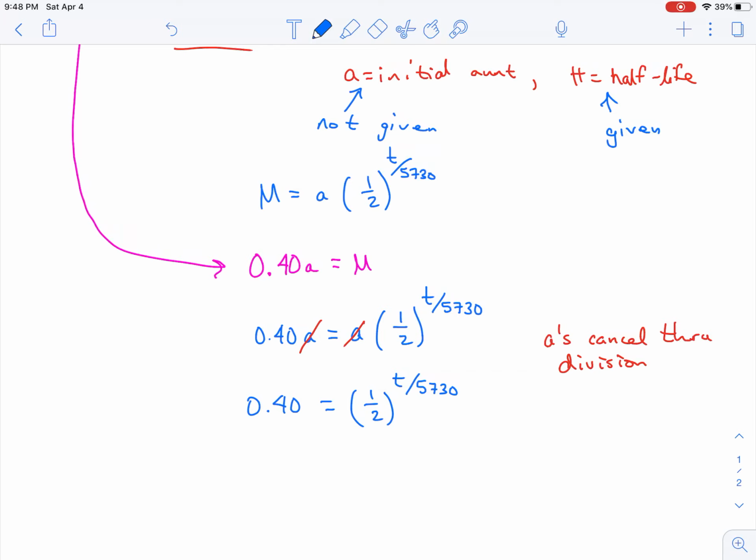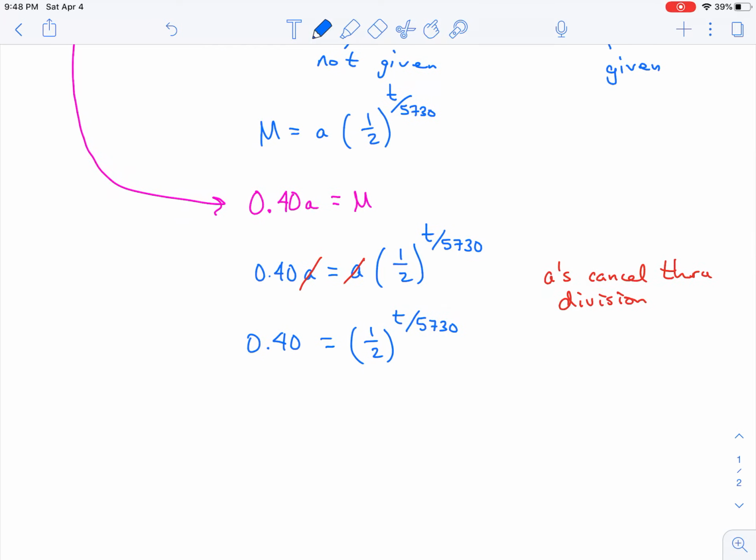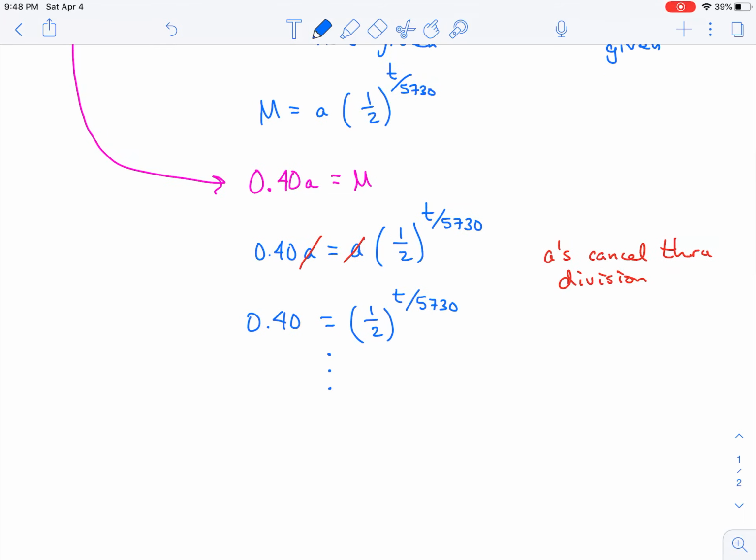So solving this exponential equation is pretty standard. You take the logarithm of both sides, use the power rule, and then solve for the t. There are plenty of videos about those individual steps. But where you'll land is that t is 5,730 times the log of 0.4 divided by the log of 1/2. You punch that into a calculator and you get approximately 7,575 years ago.